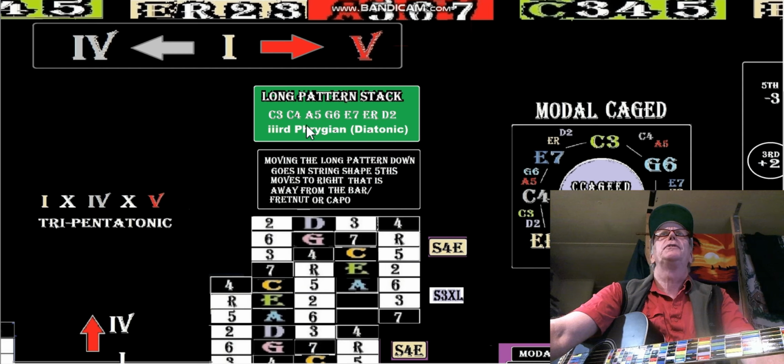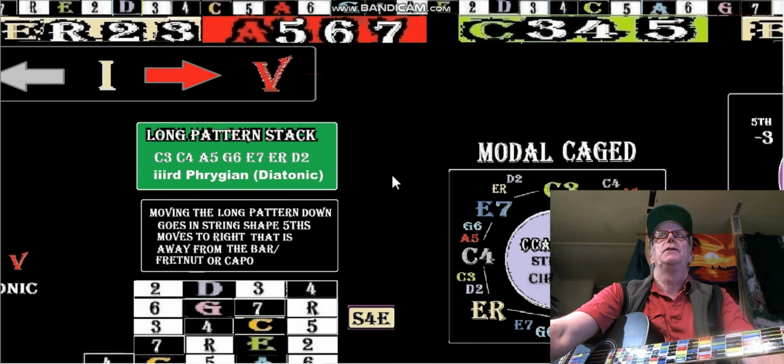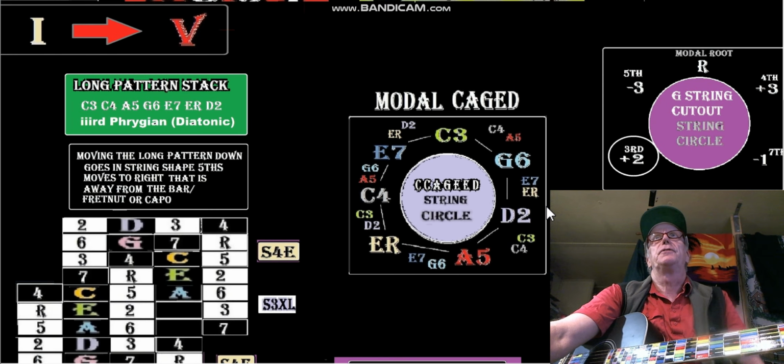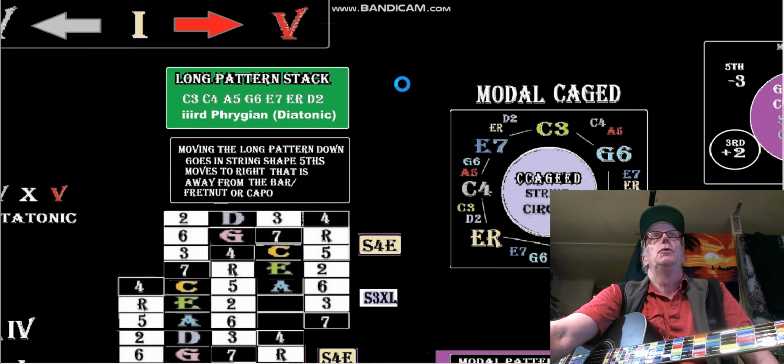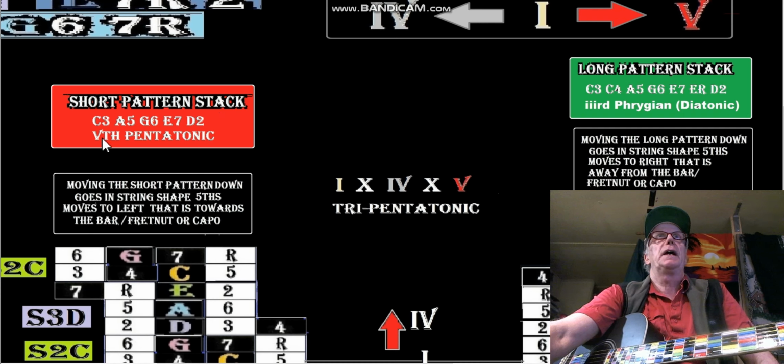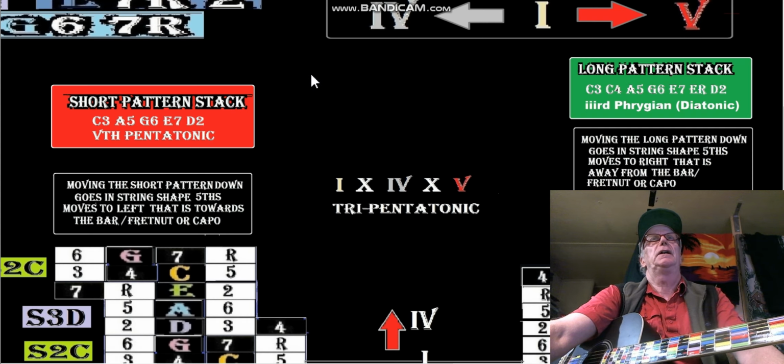Over here I wrote, the long pattern stack is the Phrygian third stack: C3, C4, A5, G6, E7, root 2. See, this is new stuff. So here's your Phrygian, it's like a Phrygian third scale. That's our modal. If you want to look at C, C, A, G, E, E, D, it's almost the word CAGED expanded. Whereas normally in CAGED over here, we have the fifth pentatonic: 3, 5, 6, 7, 2. It's the fifth pentatonic. That's just a little interesting fact.